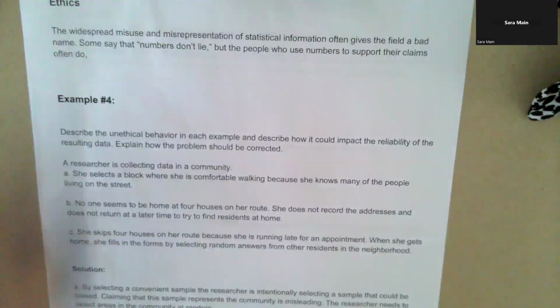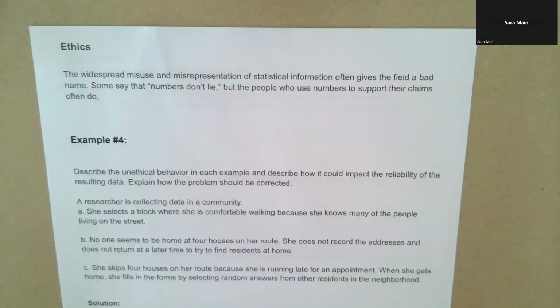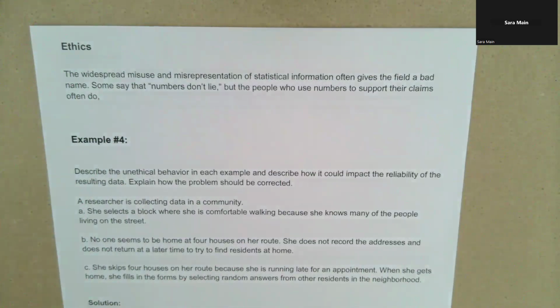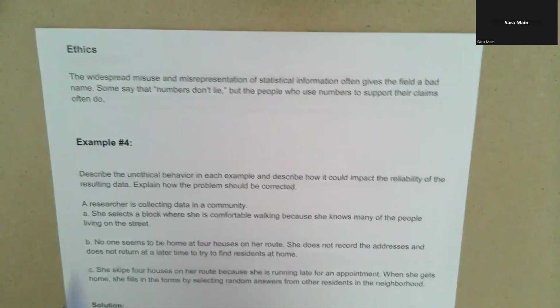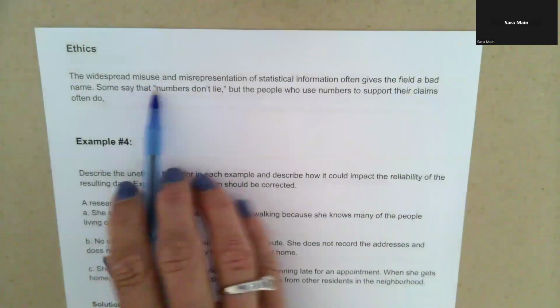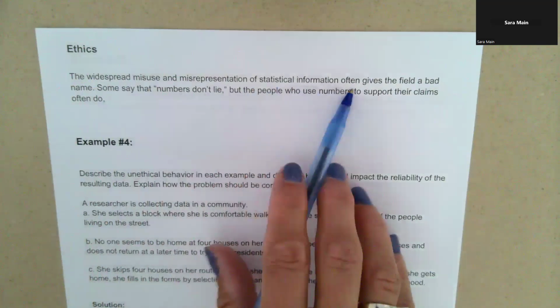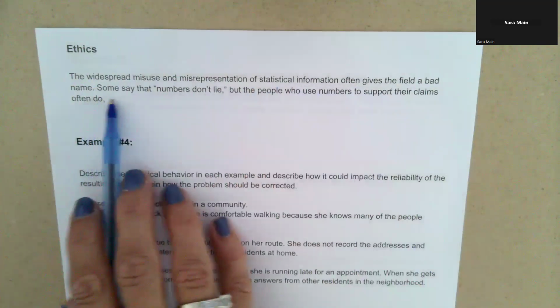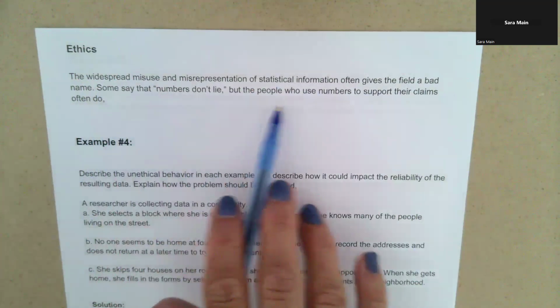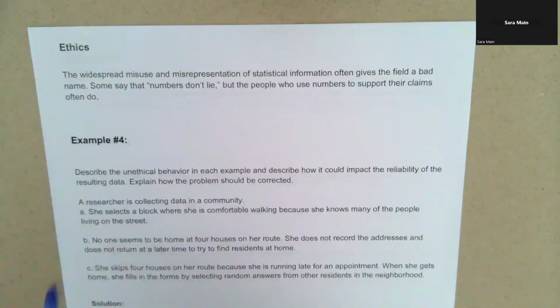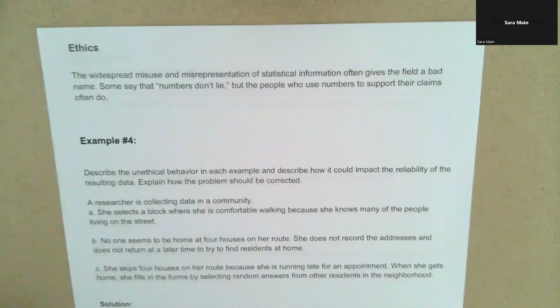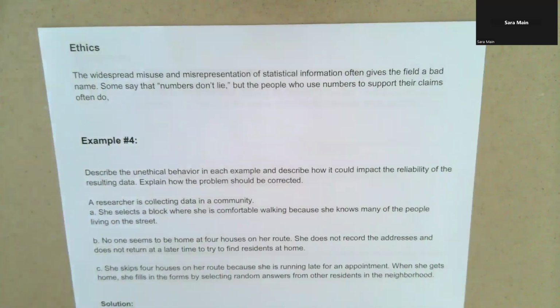So when we're talking about studies, observational and designed, we have to talk about ethics. And I've already mentioned ethics a little bit when I said we could not ethically make a group of people smoke cigarettes for 10 or 20 years. So the widespread misuse and misrepresentation of statistical information often gives the field a bad name. Some say that numbers don't lie, but the people who use numbers to support their claims often do. So it is important to be cautious about where the data is coming from.